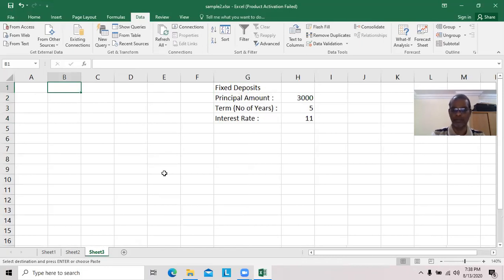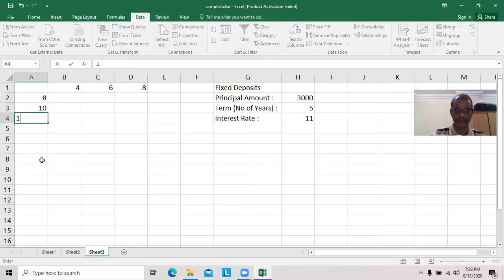Here I have to type the number of years, that is 4, 6, 8. Here we have to type row wise. I am typing the number of years, that is the n value, out of PNR, I am typing only n row wise. Column wise, I am typing the interest rate, that is R.